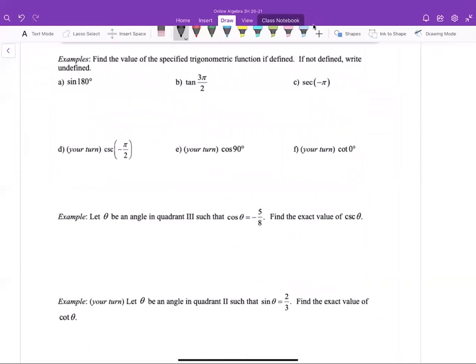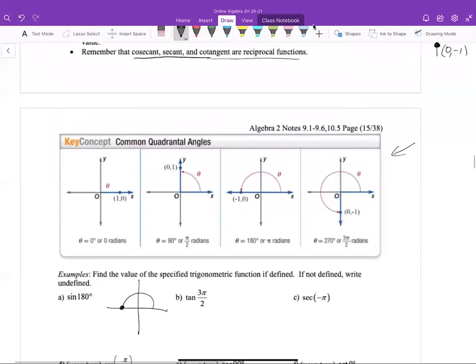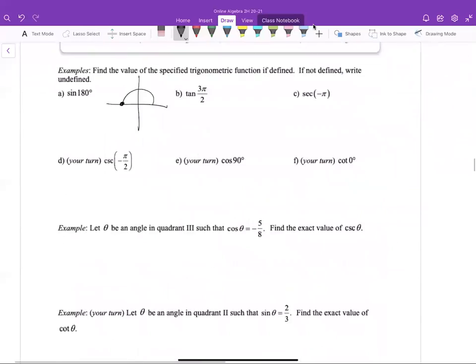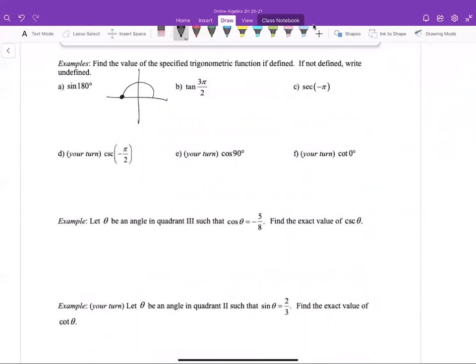So we are going to find the sine of 180 degrees. If 180 degrees is located on, what do we call that? A quadrant angle. It's located on the negative x-axis. And that point we're going to assume is negative 1, 0. Sine is the y value. The y value for that point is 0. So sine of 180 is 0.